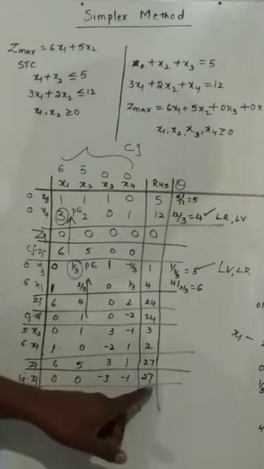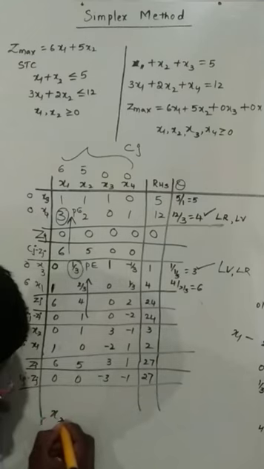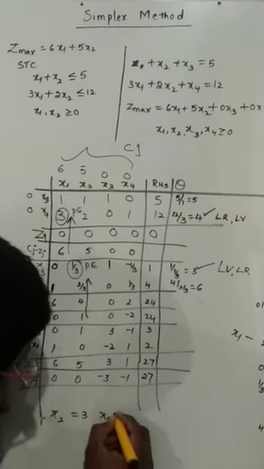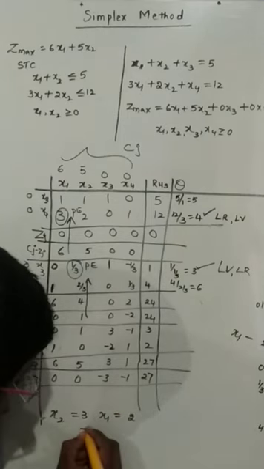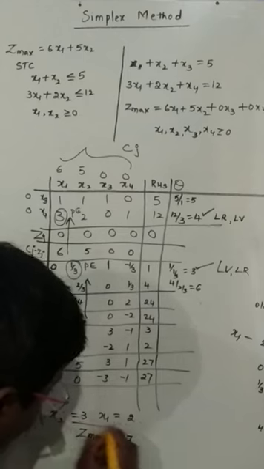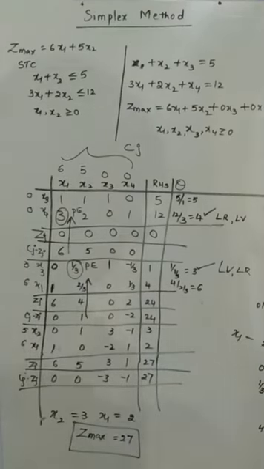So now we got the value of Z max equal to 27. So finally, you have to write x2 is equal to the corresponding value, 3, x1 is equal to the corresponding value, 2, and Z max equal to 27 we got. Okay, so this is the answer for this problem.